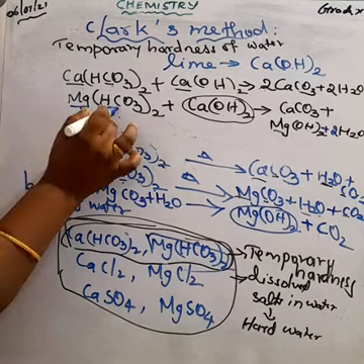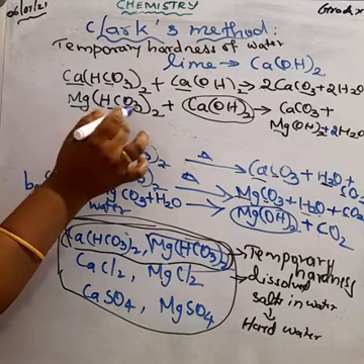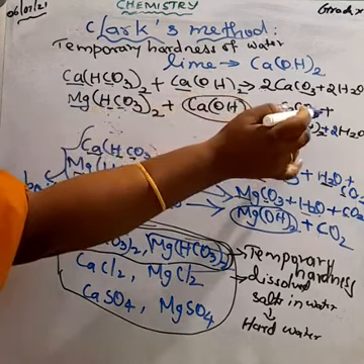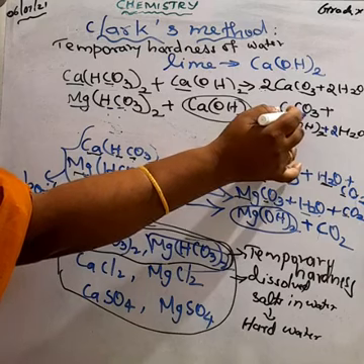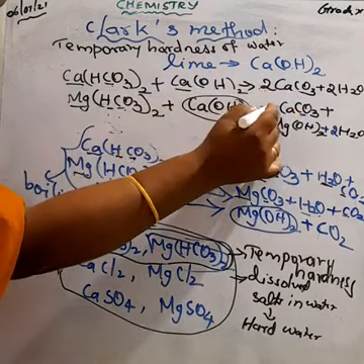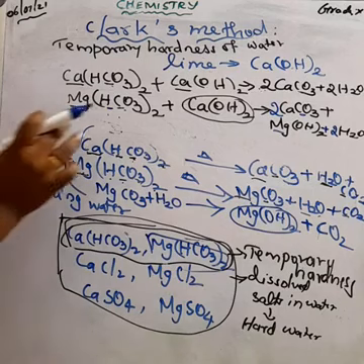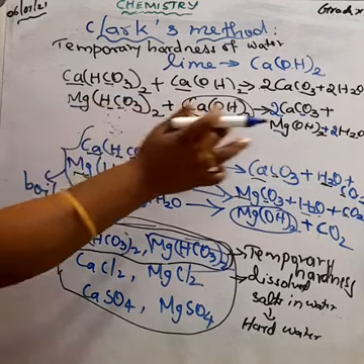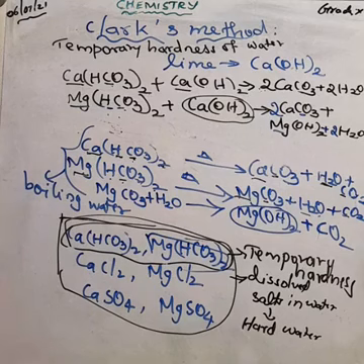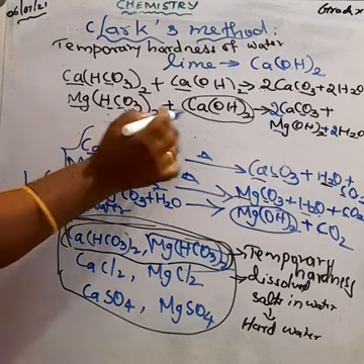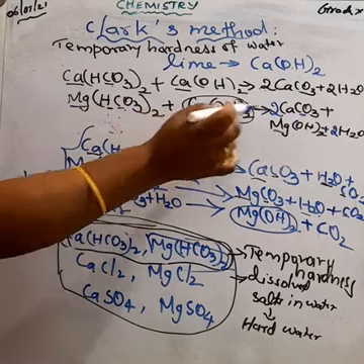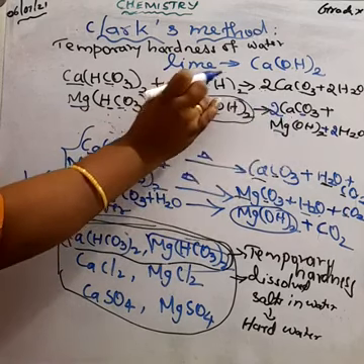Carbon: how many carbon atoms are here? 2 carbon atoms. Here how many? Only 1 carbon. So we have to make it 2, and we get 2 carbon atoms. And calcium: how much calcium? Here only 1, but on the other side 2 calcium atoms. So we have to make it 2.